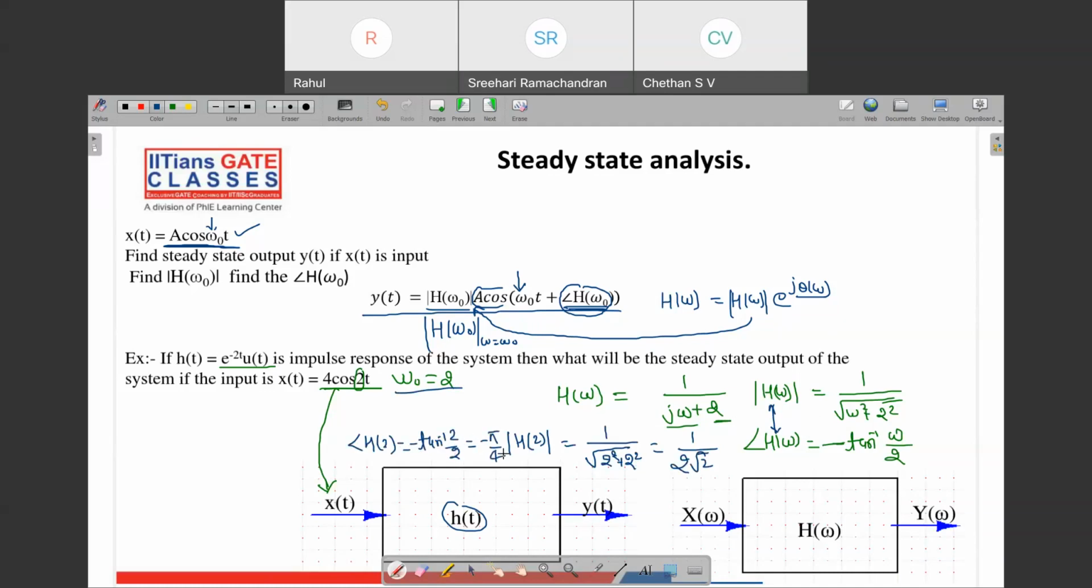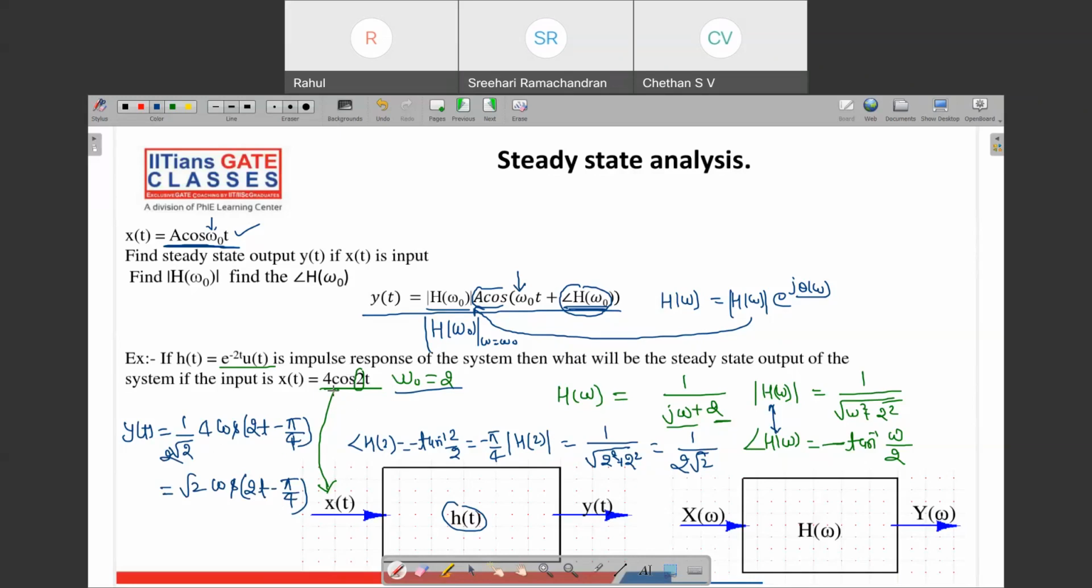Okay, so we have got the angle term, we have got the amplitude term. So finally the steady state output will be given as 4 cos of 2t minus pi by 4, and the amplitude is getting modified by this h of omega. So finally you can write it as 4 by 2 root 2, that is root 2 cos of 2t minus pi by 4. Okay, so this will be the steady state system output if the input is 4 cos 2t.